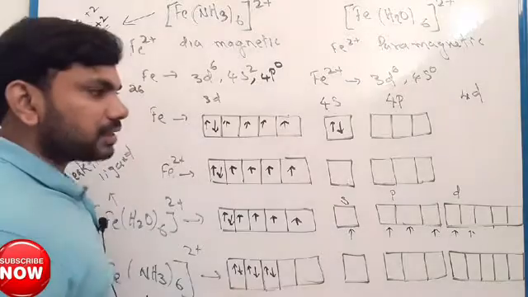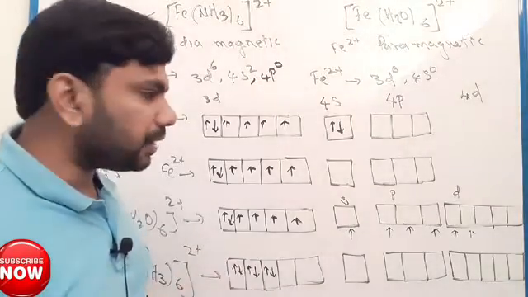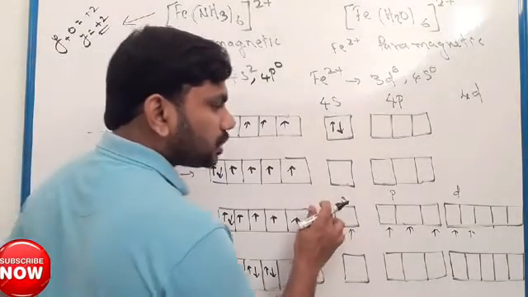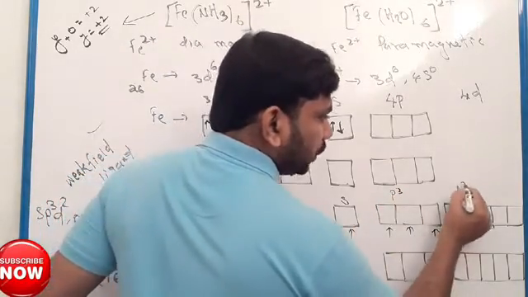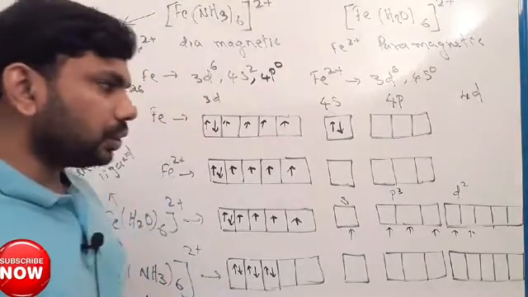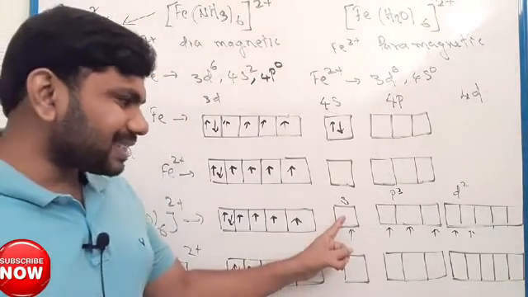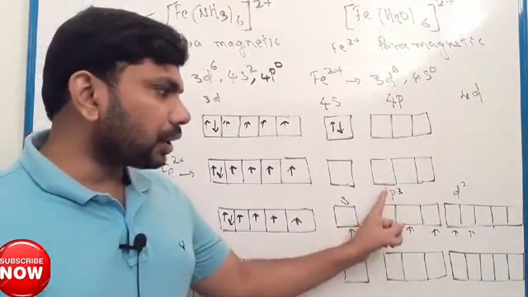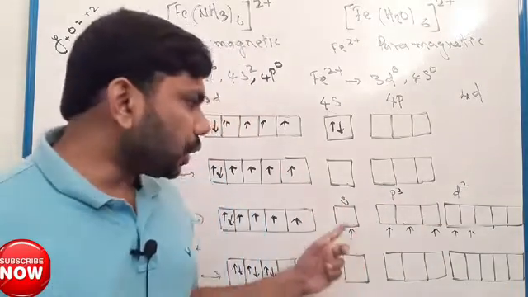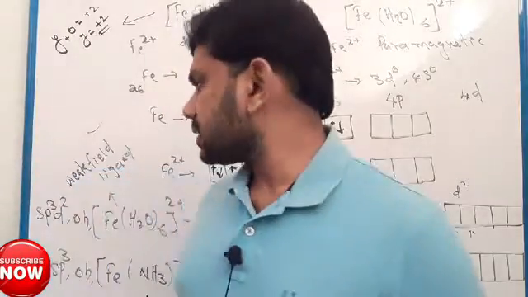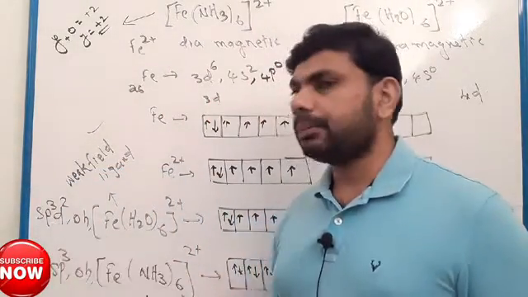How many orbitals are involved in this hybridization? 1 s orbital, 3 p orbitals, 2 d orbitals. So look here carefully: 1 s orbital, 3 p orbital and 2 d orbital. So you can say this is sp3d2 hybridization.